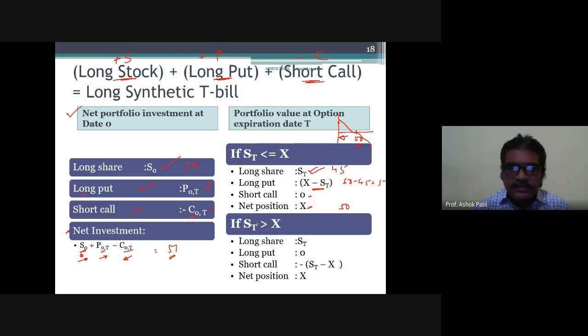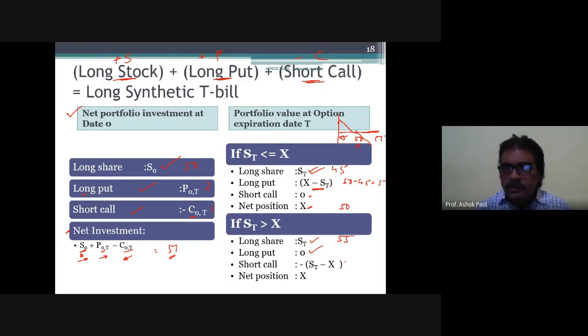What happens if ST is greater than X? So the right hand side of the equation now, then you will get the same. Suppose it is 55, so you will get 55 here. No issues. What happens to long put? Long put, you will not exercise because it is above 50, above exercise price. So there is no question of this. So there is no payoff there, 0.